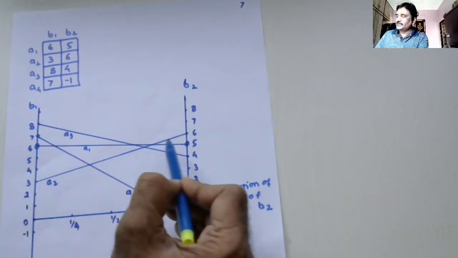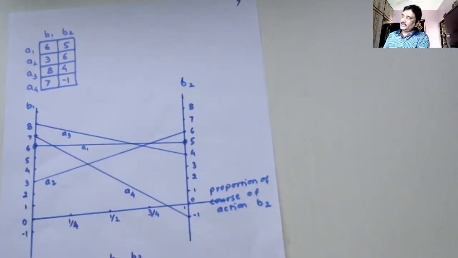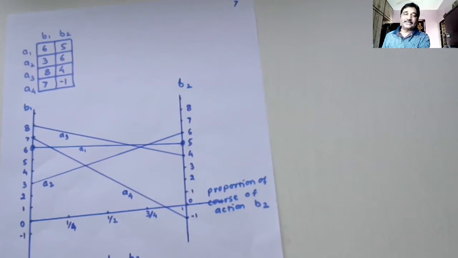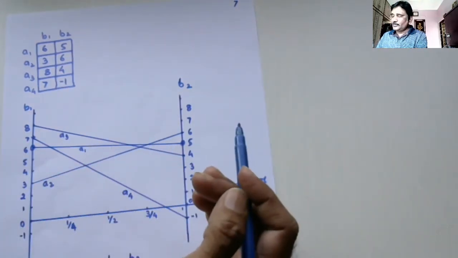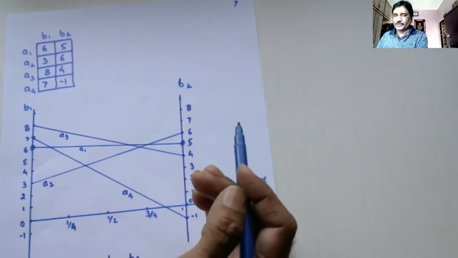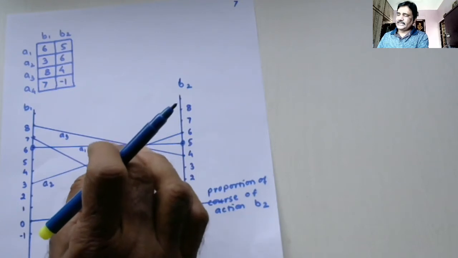You will be joining the line from 6 to 5. That line indicates that the loss to player B changes from 6 to 5 if player A plays A1. You can say that the gain to player A changes from 6 to 5 as well. Whatever is the loss to player B is also the gain to player A.